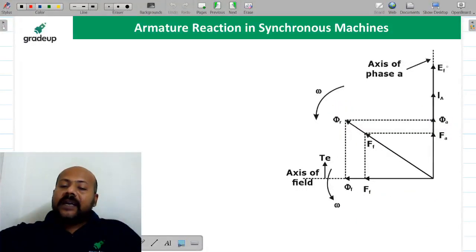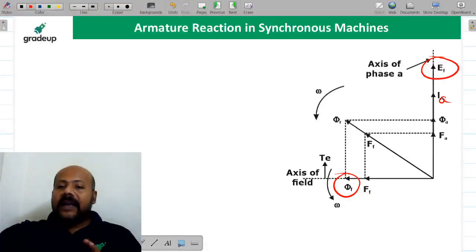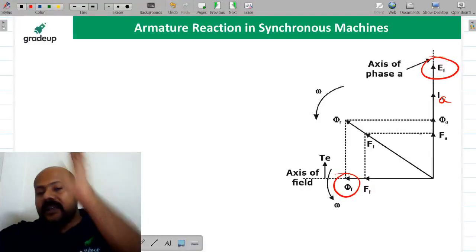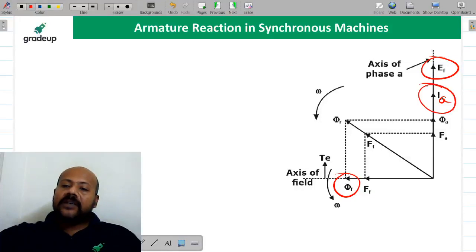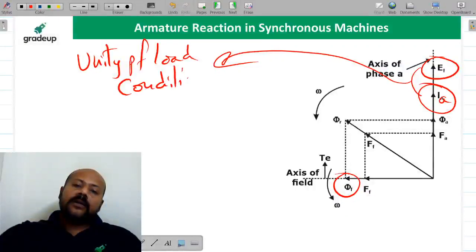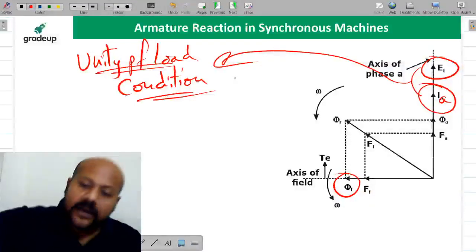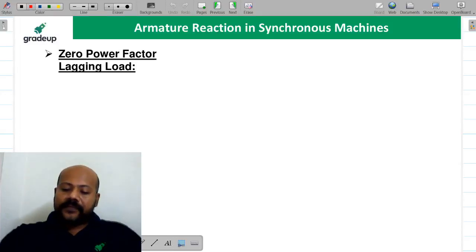Now if you add the excitation EMF and the armature current also, then you are going to get this phasor diagram. The excitation EMF is lagging the main field flux by 90 degrees. Why? We have discussed. And if the armature current is also lagging this by 90 degrees, you can say your armature current is going to be in phase with your excitation EMF. That is why we are calling it a unity power factor load condition. This we have discussed earlier and now we have concluded for the unity power factor load condition. I hope it is clear to all of you.